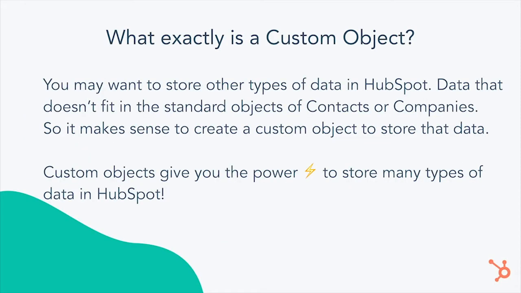So let's take a deeper look at custom objects. This is our newest CRM object. So what is it? You may want to store other types of data in HubSpot, data that doesn't fit into the standard CRM objects like contacts or companies. So it makes sense to create a custom object to store this data. Custom objects give you the power to store many types of data in HubSpot. Some examples of this are perhaps shipping data associated with deals and products, customer subscriptions for a SaaS company, or physical assets like real estate listings like we just saw, or job listings for a recruiting company.